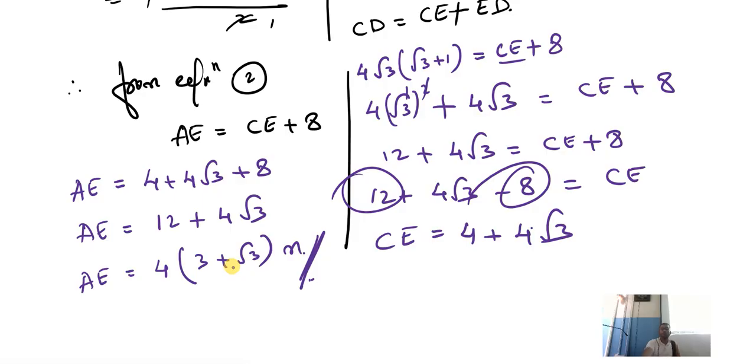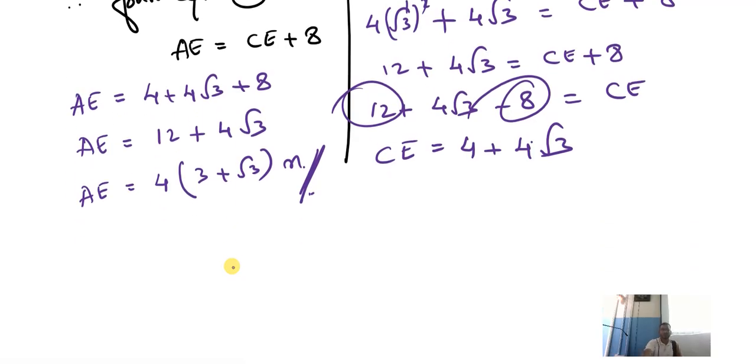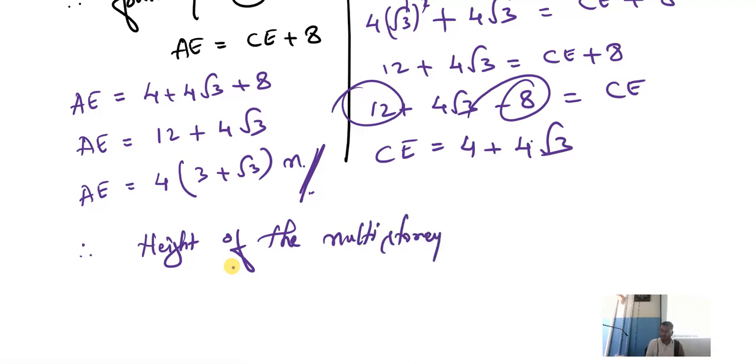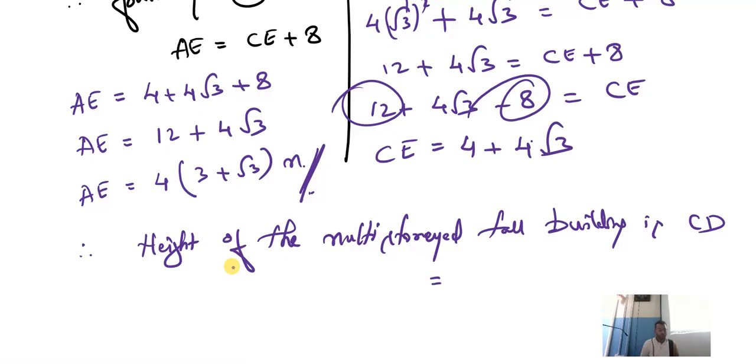Understood? Now, my dear students, as you know, the question was: find the height of the multi-storied building. Then at last you have to comment. Therefore, the height of the tall building or multi-storied building is CD. The value of CD was 4 into root 3 plus 1 meters.